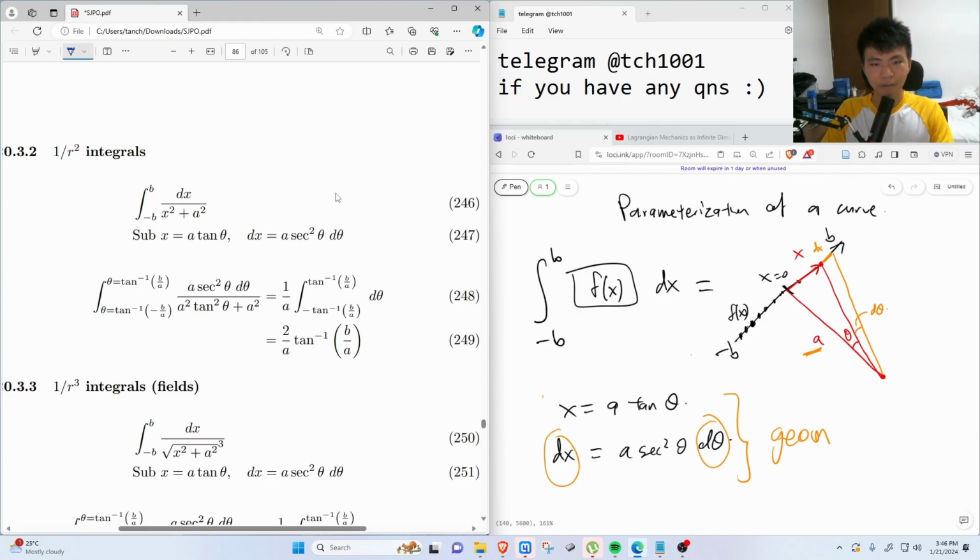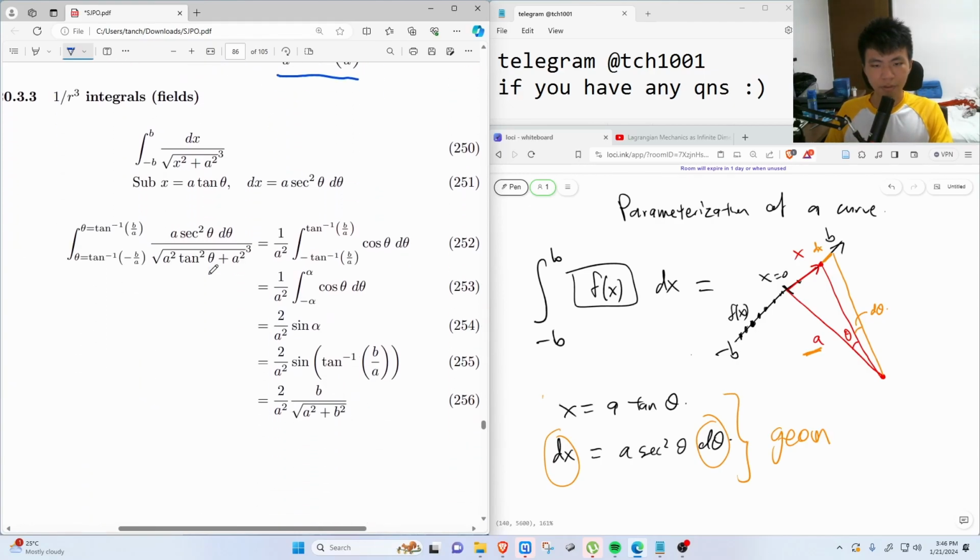If we have the integral of dx over x squared plus a squared, then we can use the same trigonometric substitution, but now the integrand, instead of being secant of theta, is just 1, right? And hence, this is our answer.